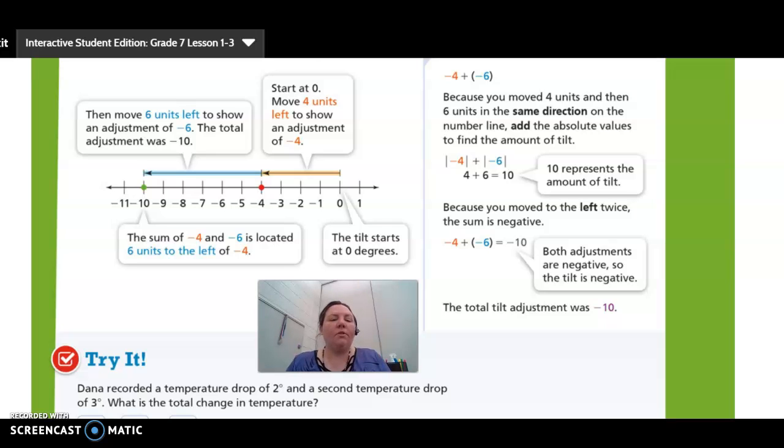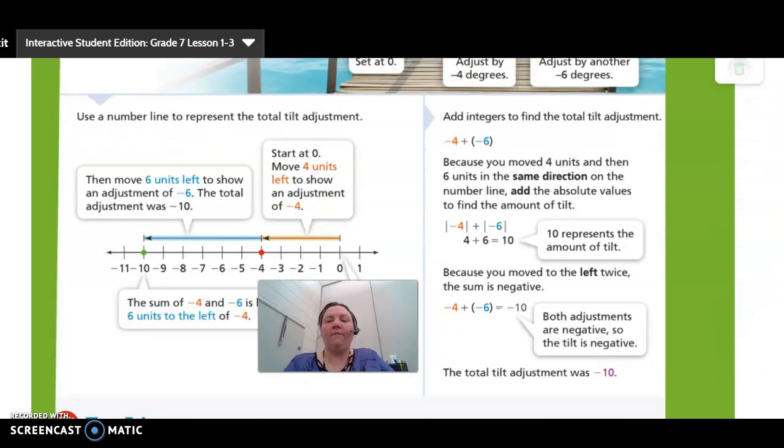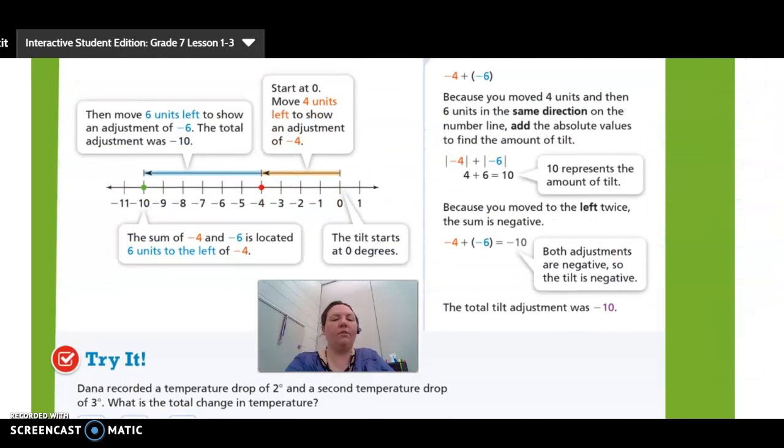Okay? So you can see here that, for those of you who are visual learners, I have to get my pen turned on real quick. For those of you who are visual learners, you can see here on a number line, if I go 4 into debt, or 4 to the left, and then I go another 6 units to the left, I land at a more negative number.